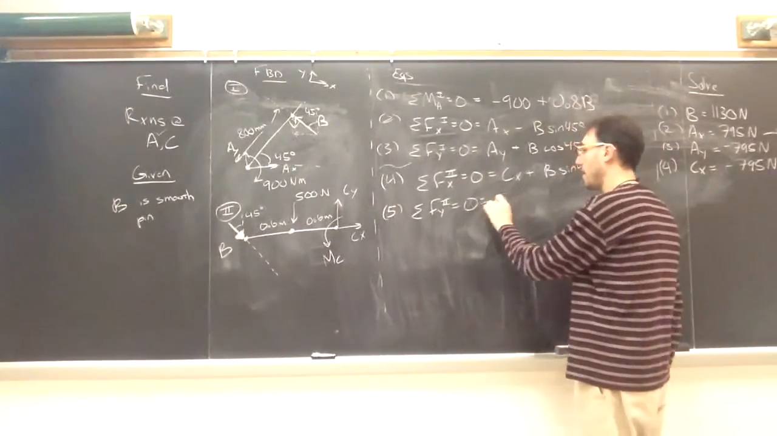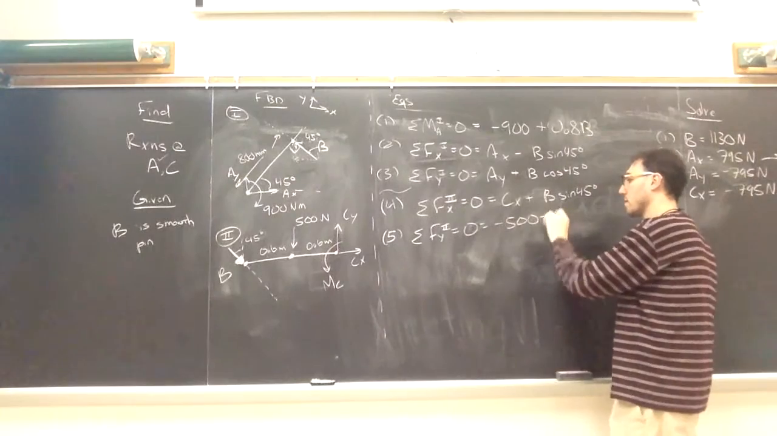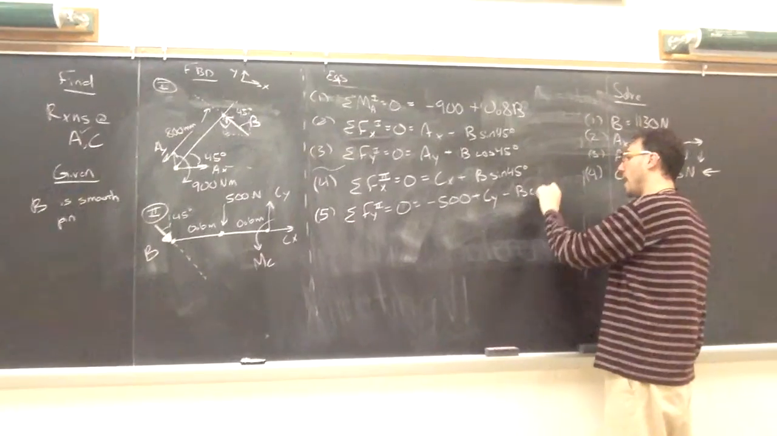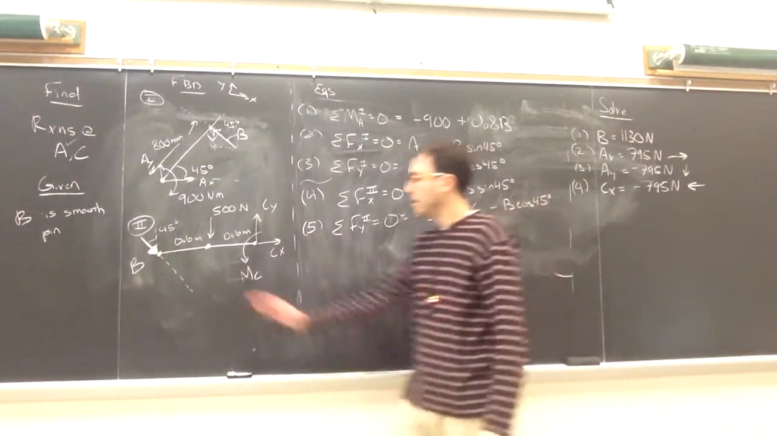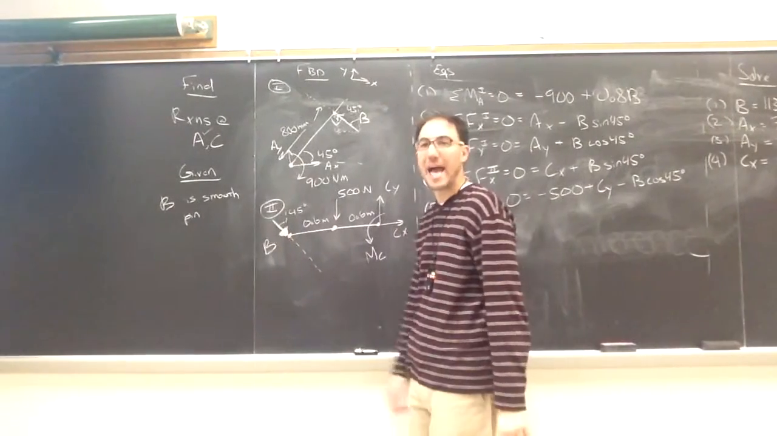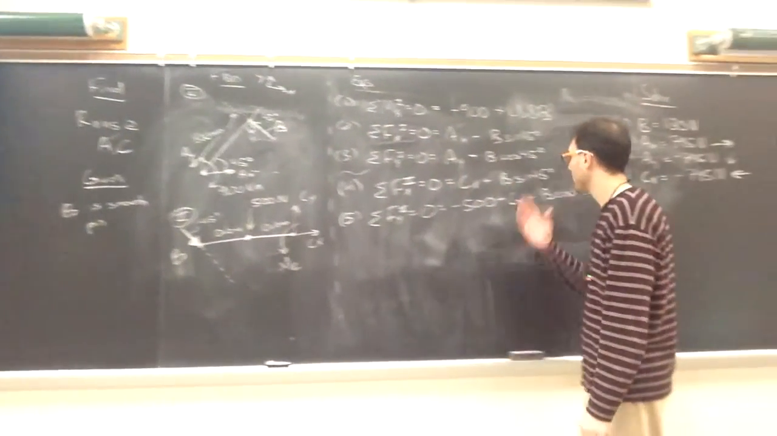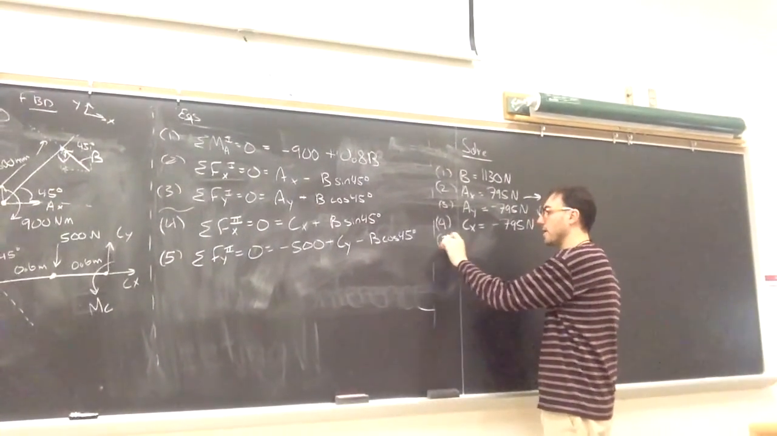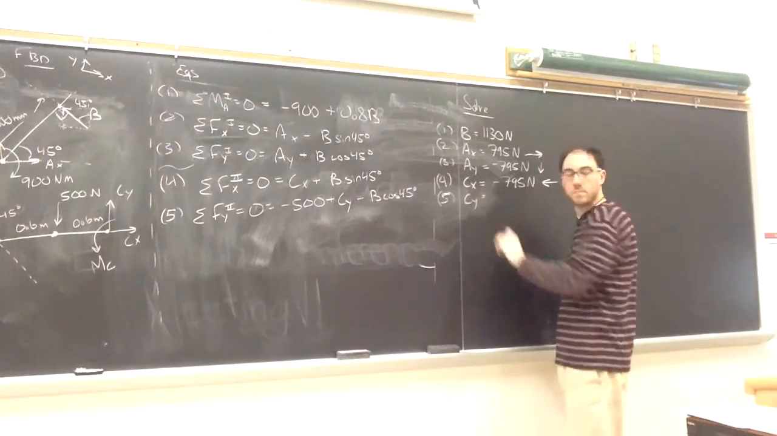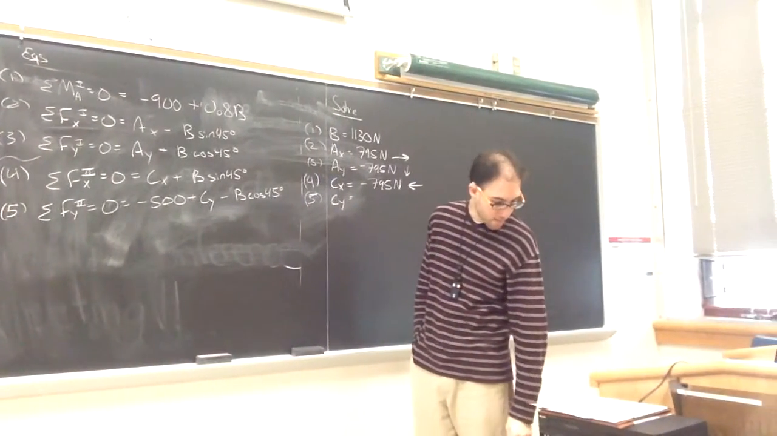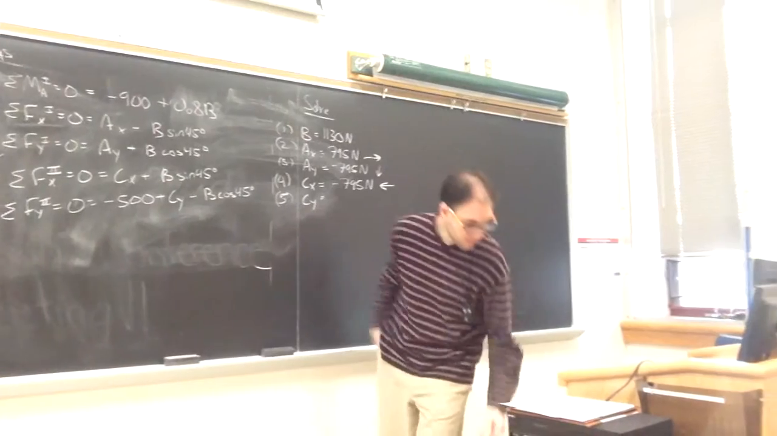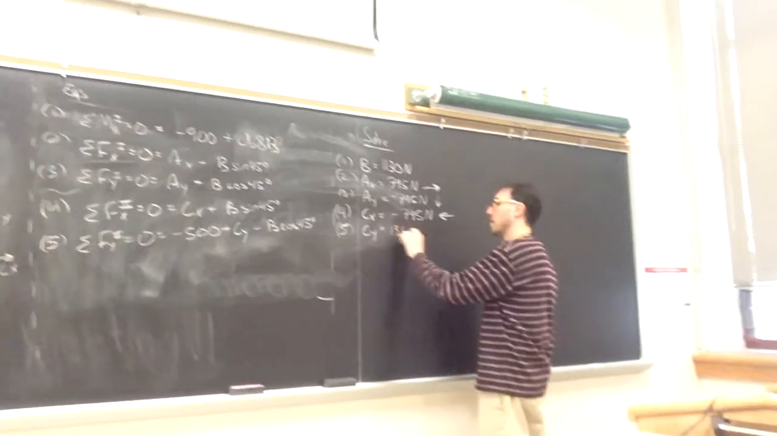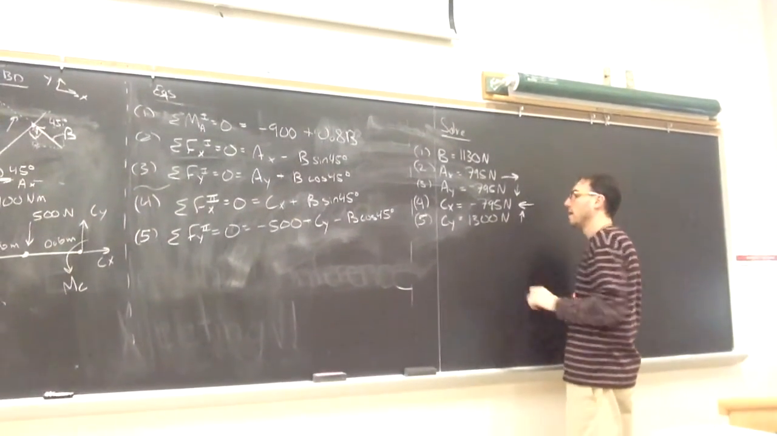In the y direction, I'll have that applied force down, Cy up, and B cosine 45, that adjacent leg is pointing down. It's pointing in the negative y direction. Again, I know B, so Cy is the only unknown in my equation number 5. For Cy, I get 1,300 newtons, pointing up.